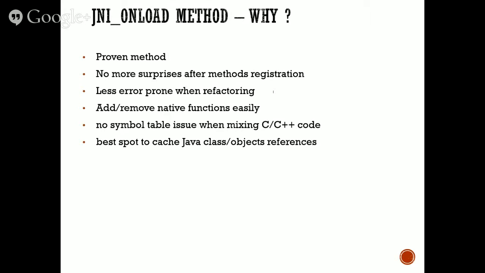Third, it is less error prone because you can define custom names for the native methods. There is no need to create these long names as I showed you in the previous slide. Then it allows you to add or remove native functions, so you need not run the javah command every time to create a new header stub whenever you want new functions from the Java source. And also it won't have a symbol table issue when you are mixing C++ code.